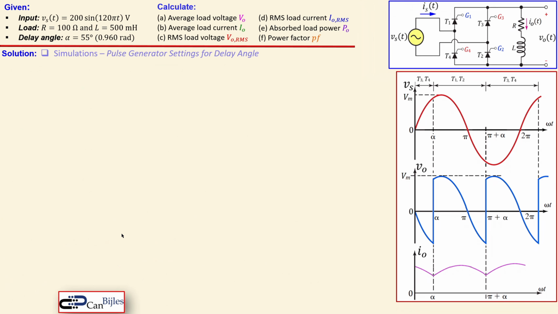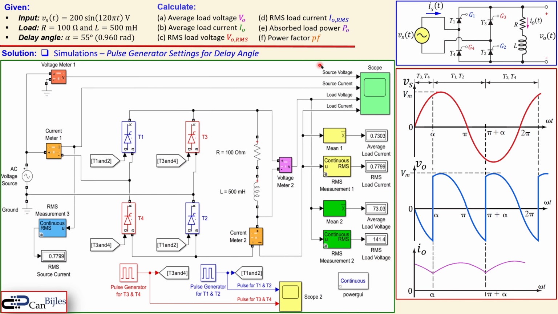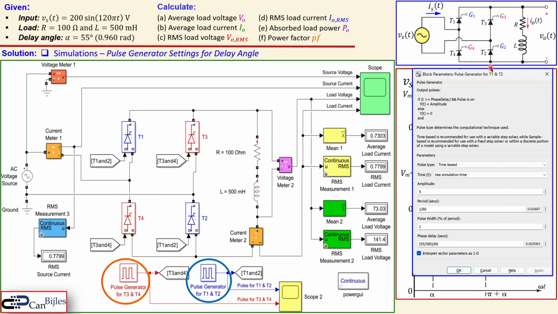Okay. Now let's go to the simulation data, and first we start with the pulse generator settings for the delay angle. You see here the Simulink circuit and a lot of details, so let me go one by one. This is the pulse generator for activating the gates of T1 and T2. Those are these two, shown here as G1 and G2. The settings for that will be presented shortly, and this is for T3 and T4, activating these two thyristors. So I will bring up now the settings for T1 and T2. That's for the pulse generators.